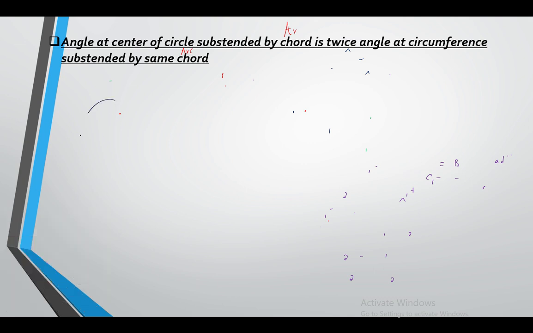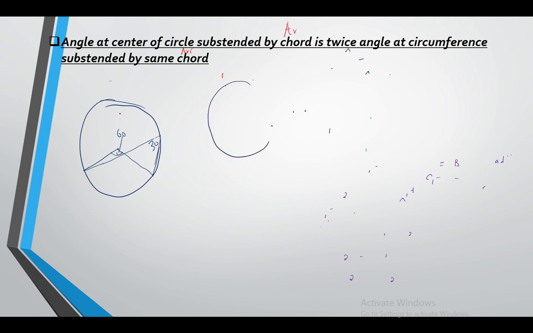So if you have a circle, you have a center, you see that this angle is at the circumference. This angle is at the center, and this angle here is at the circumference. If I tell you that this angle is 30, it means that this angle here at the center is going to be 60. The angle at the center of a circle is twice the angle at the circumference of a circle.